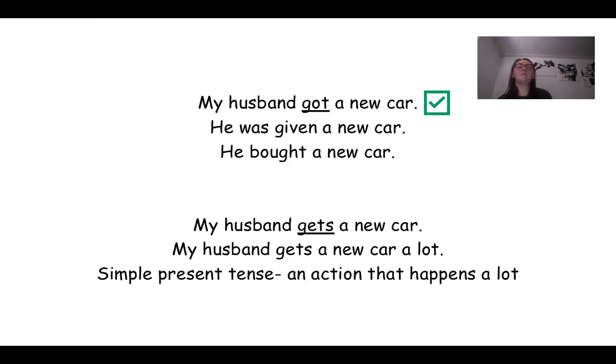But if you say, my husband gets a new car, it's grammatically correct, right? That makes sense in English. But what does it mean, right? My husband gets a new car.